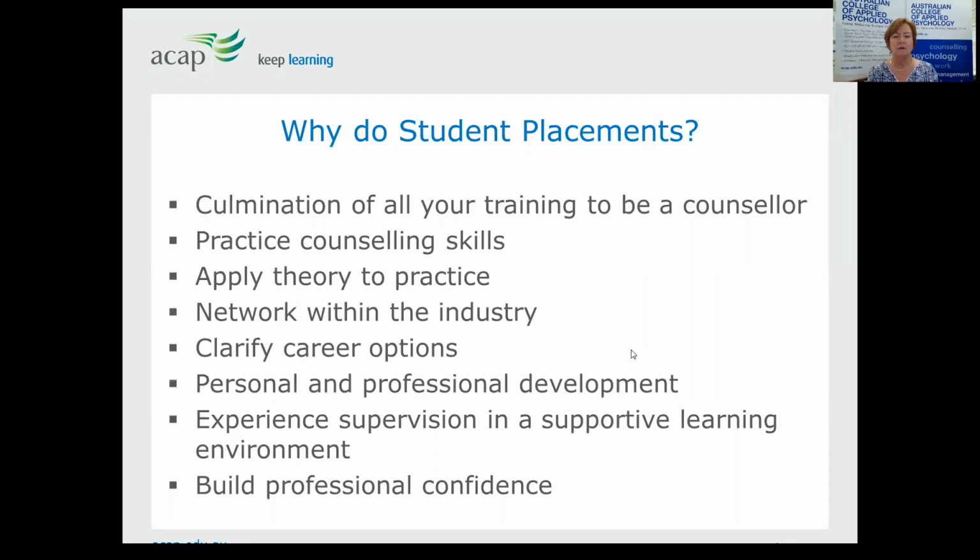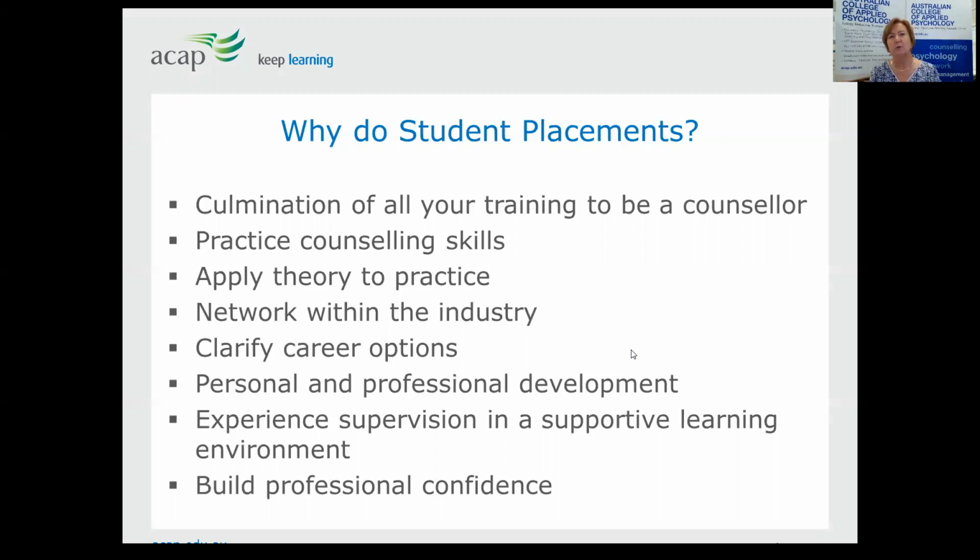You get to experience supervision. Now, you hear the word supervision at the moment and you may think, I know what supervision is. I have that in my job, or I've had it in another volunteering capacity. This is quite different supervision. This is known as clinical supervision. And you get to experience both clinical supervision and the placement supervision that you have with your supervisor on placement while you're in that supportive learning environment.